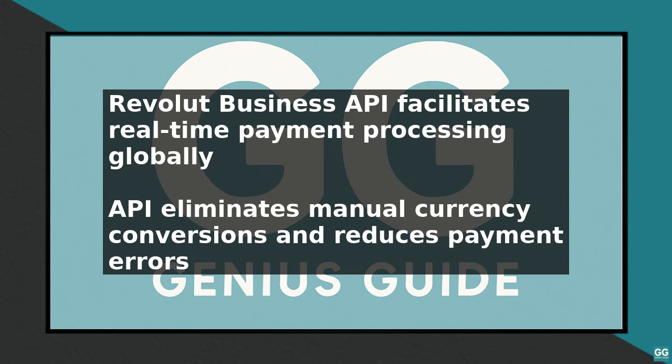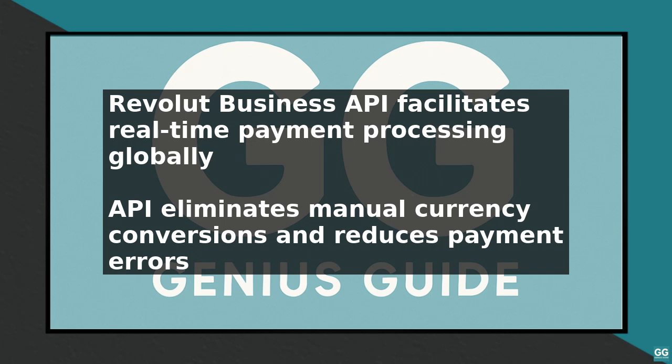One of the primary benefits of the Revolut Business API is its ability to facilitate real-time payment processing. By integrating the API with their systems, businesses can send and receive payments instantly, regardless of the recipient's location or currency. This is particularly useful for businesses that operate globally, as it eliminates the need for manual currency conversions and reduces the risk of payment errors.